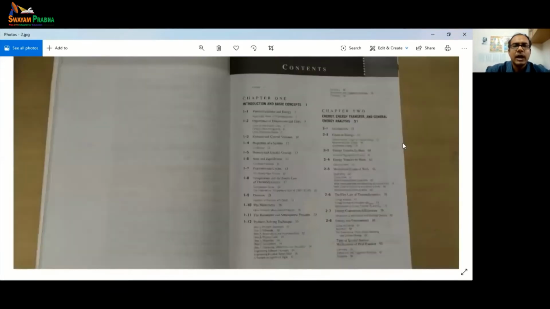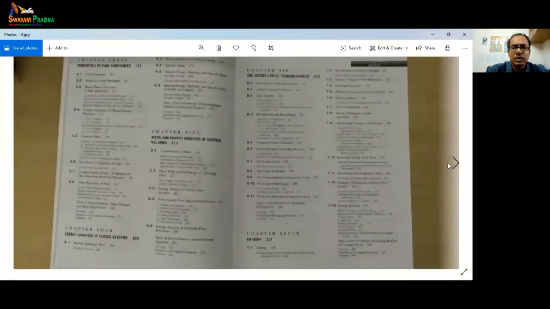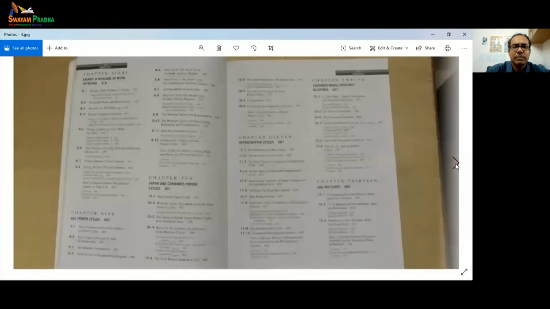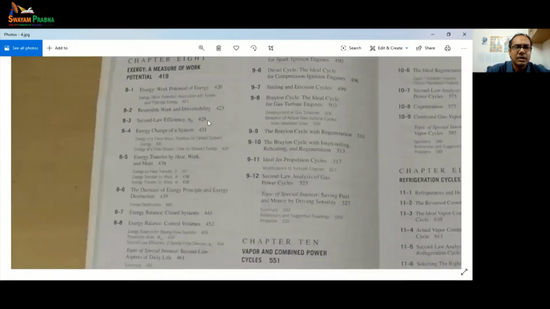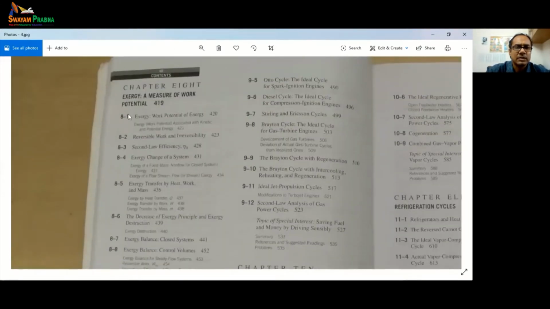Okay, so in earlier tutorials, we covered chapter 1 to chapter 7, up to entropy, through the first 9 tutorial sessions. Today we are going to take up a few problems from chapter 8. Chapter 8 is another crucial chapter. It is exergy, a measure of work potential.